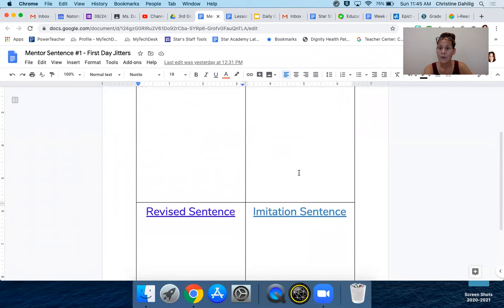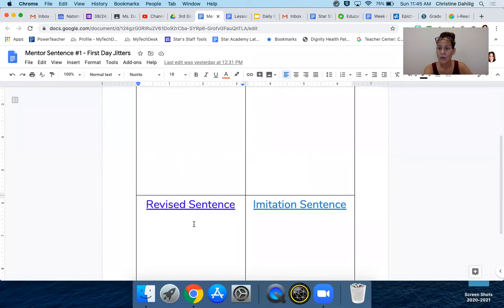And in the 3rd square down here, you're going to write the words revised sentence, and you're going to be doing that in a darker blue. And in square number 4, you're going to write the word imitation sentence, and you can do that in a lighter blue or anything that you have close to a lighter blue.